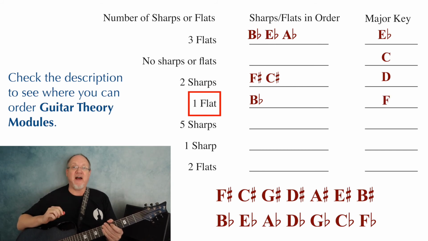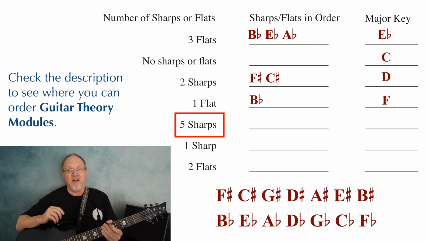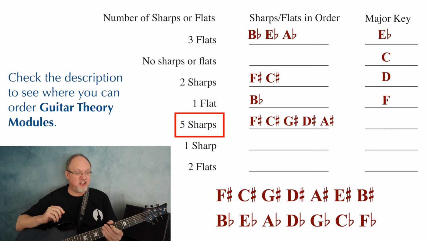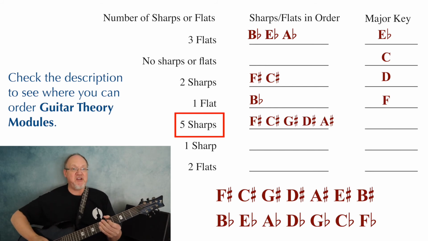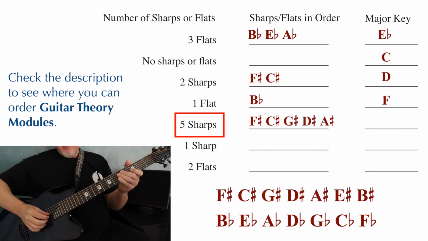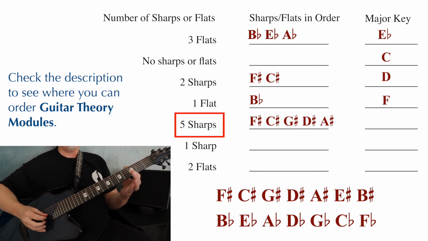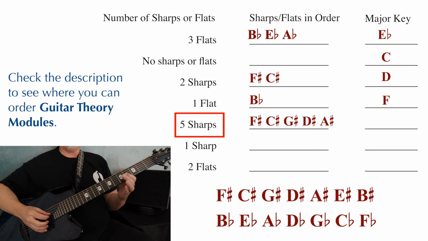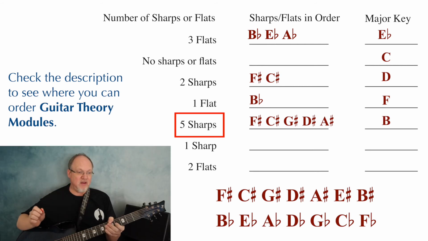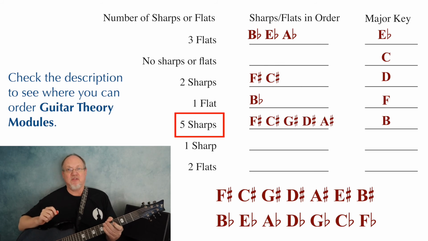That's the 1 flat key that breaks the rule for figuring out the flat keys, because there is no second to last flat, because there's 1. Next we have 5 sharps. It's going to be the first 5 sharps in the row, F sharp, C sharp, G sharp, D sharp, and A sharp. And to figure out the name of that major key, you take that last sharp in the row, the A sharp, raise it by 1 fret or 1/2 step, puts you on a B, so that would be B major has 5 sharps.